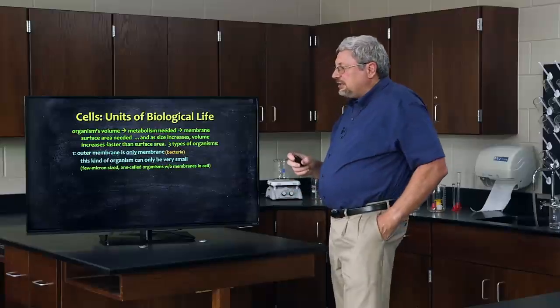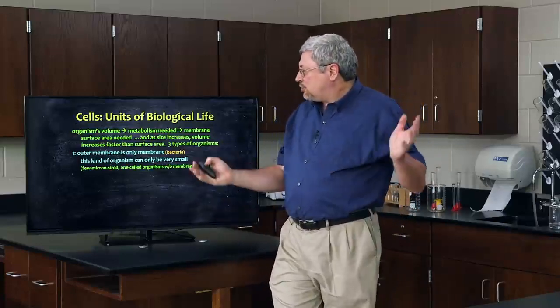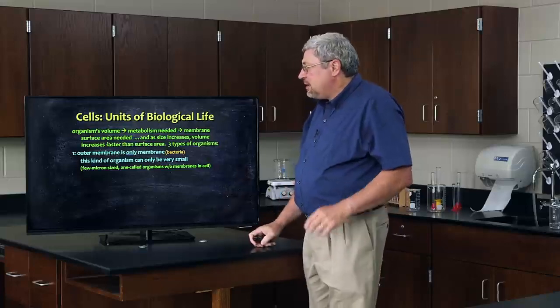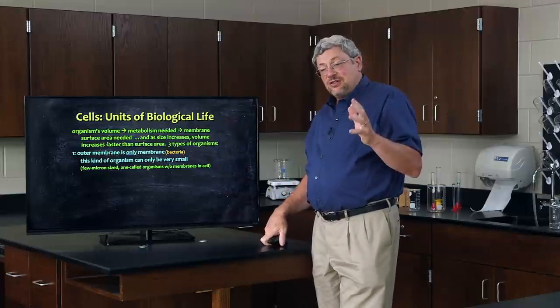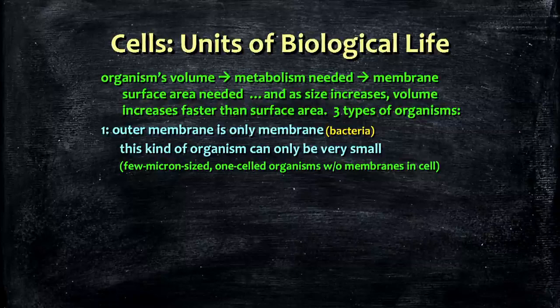This results in 3 different kinds of organisms on the planet, 3 different major groups of organisms on the planet. Those organisms, in the first case, that the only membranes they have in the cell are the membranes around the outside of the cell. Those organisms are called bacteria. They do all their metabolism, they produce all their energy, they produce all their macromolecules, they break down all their macromolecules, they do all their metabolism on the outside membrane of the cell.